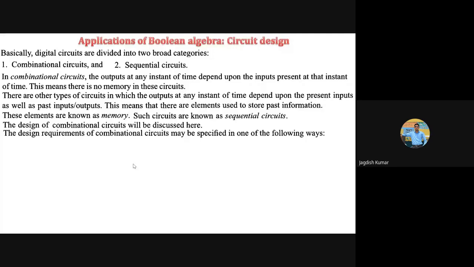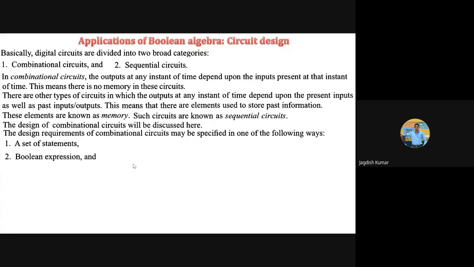So the design requirements for combinational circuits may be specified in one of the following ways. I mean, suppose somebody asks you to design a circuit. Then how will they ask you? They may ask you with the help of a set of statements. They may say, okay, if this is the input, or this is the combination of inputs, that should be the output of your circuit. That's one way. I mean, the requirements are specified in the form of a set of statements.